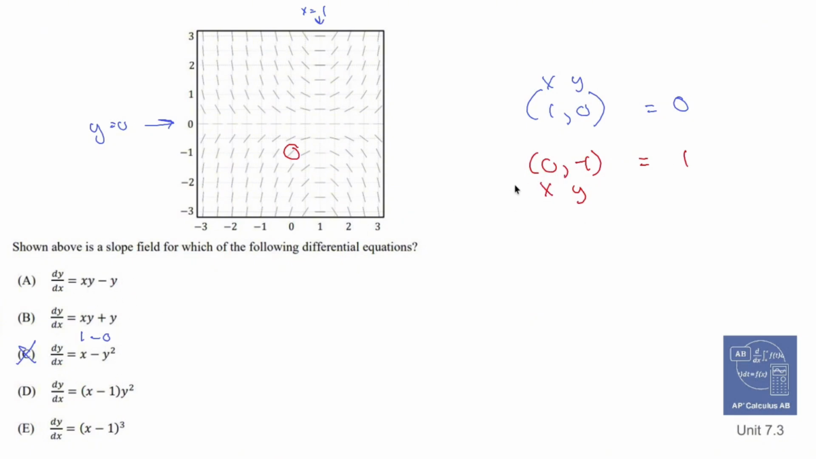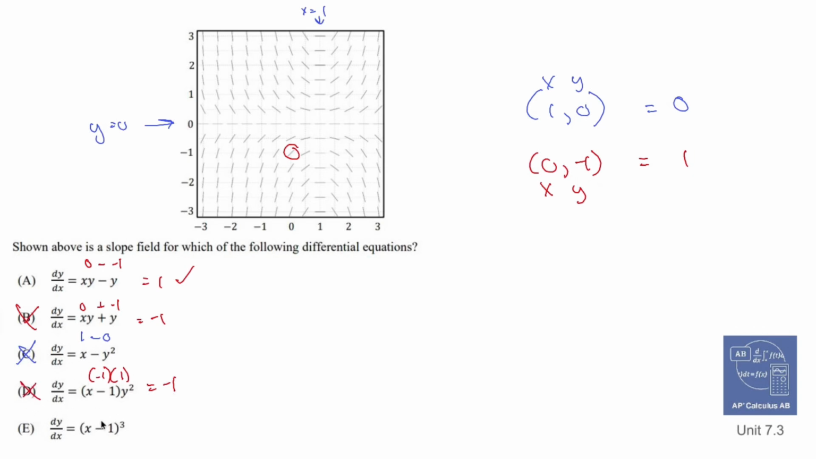So if I plug it into A, I get 0 times negative 1, which is 0, minus y. Y is negative 1, so a double negative appears to be 1, so A checks out so far. Similarly for B, 0 times negative 1 is 0, plus y is negative 1, gives us negative 1. I want positive 1, so B is not going to work. For D, if x is 0, I get 0 minus 1, which is negative 1, times y squared, which is negative 1 squared, positive 1. You end up with negative 1, so D is not an option.